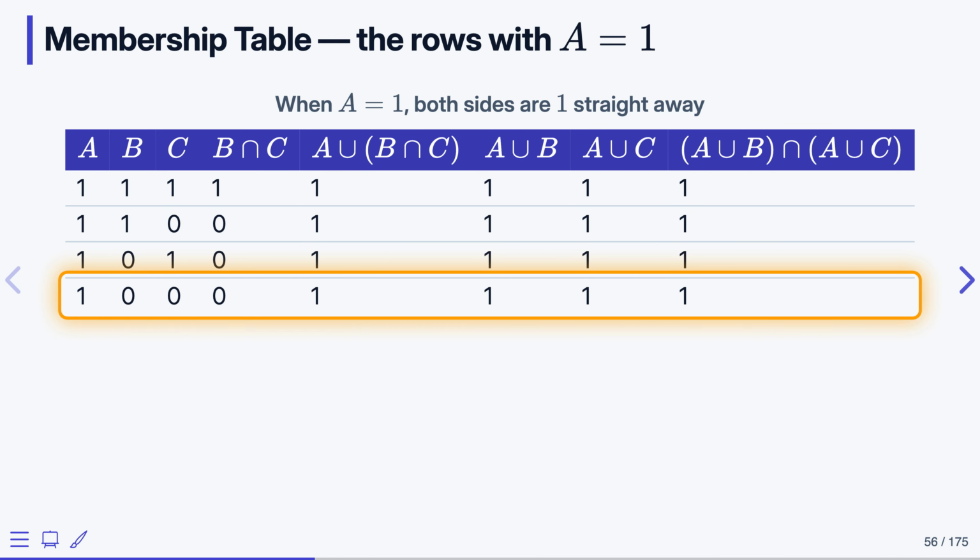Row 4. B and C are both 0. B intersect C is 0 and A union 0 is 1. On the right, both unions are 1 again. See the pattern. Once A is 1, A sits in every union, so both sides are 1.